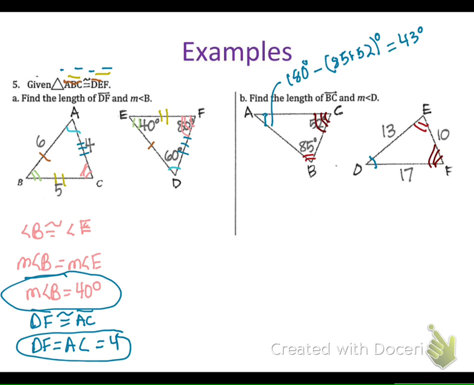Okay, so now we want to find the measure of angle D. So angle D is congruent to which angle? A. So angle D is congruent to angle A. And we know that the measure of angle D equals the measure of angle A, which is what value? 43 degrees. Nice job.